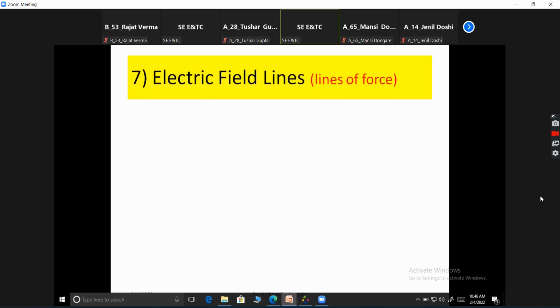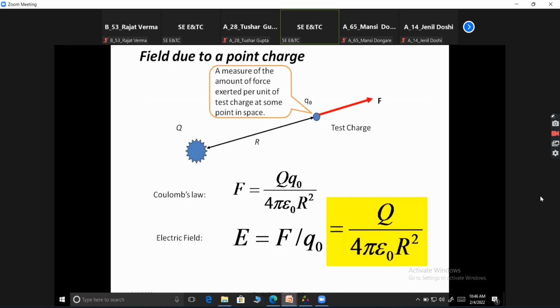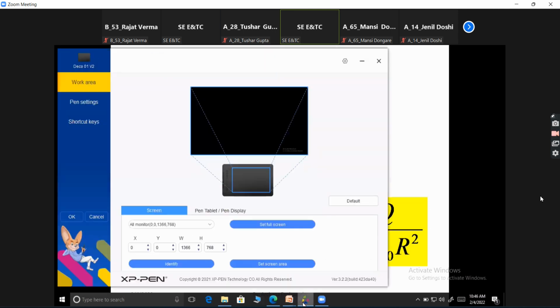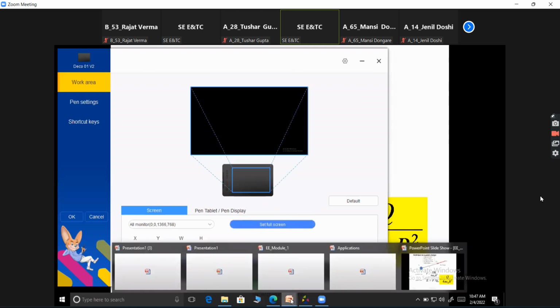Okay, now the electric field lines are there. It's better that I must now explain the actual meaning of electric field intensity. Mathematically, we have seen, right? But physically, what is that?